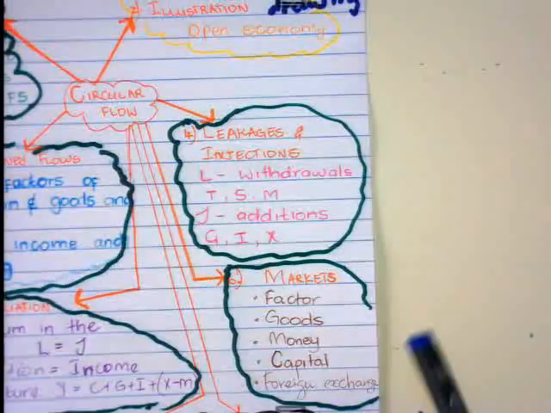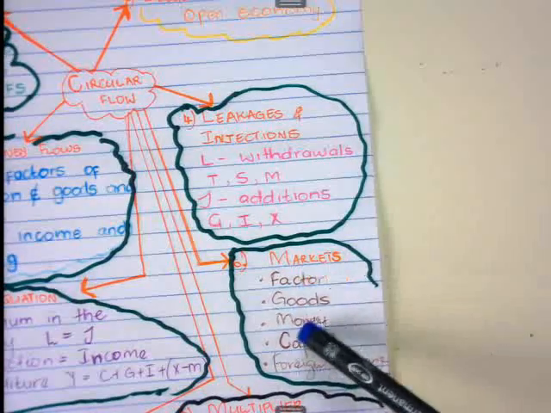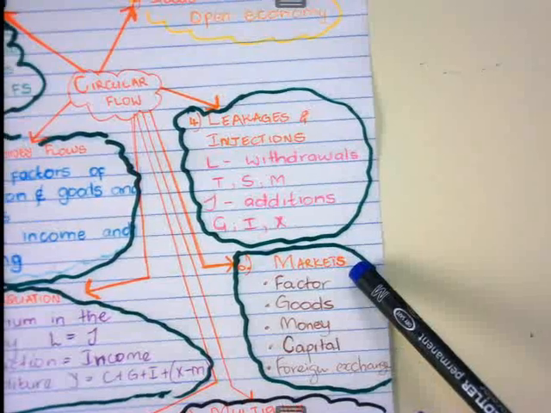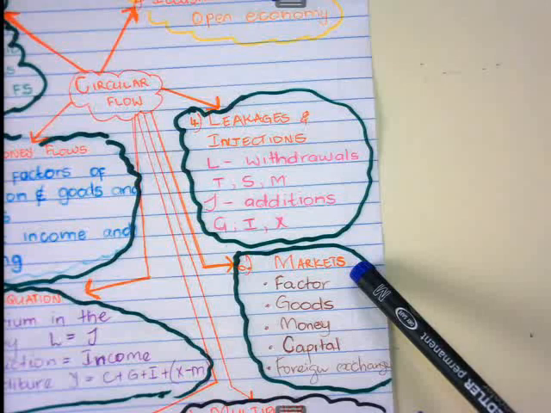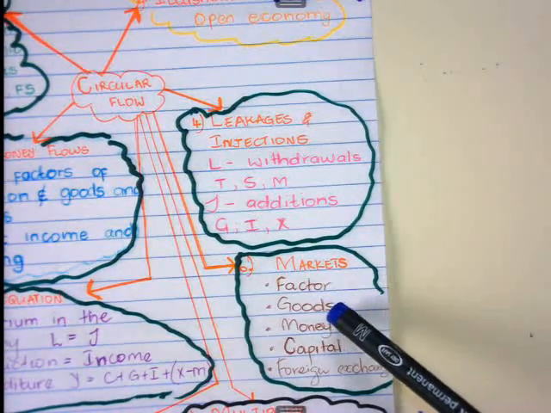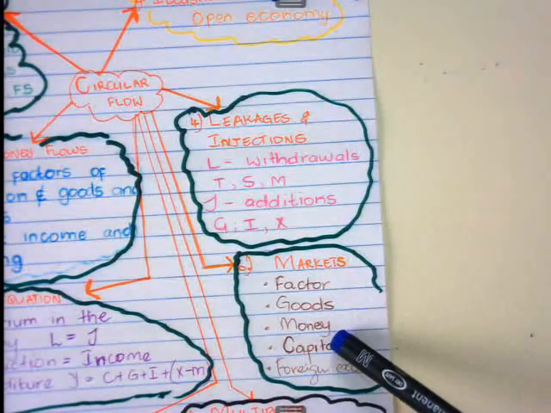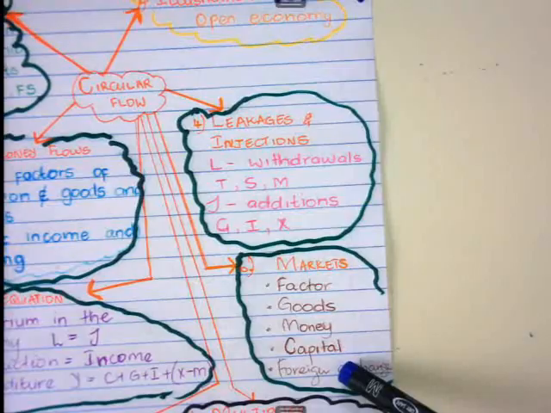We also have to define and discuss and even explain the role of the markets in the economy. And we can identify between the factor market, the goods market, the money market, capital market, as well as the foreign exchange market.